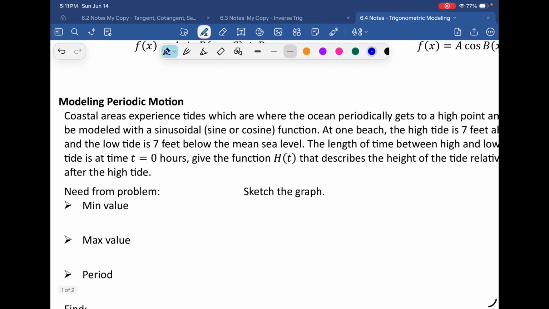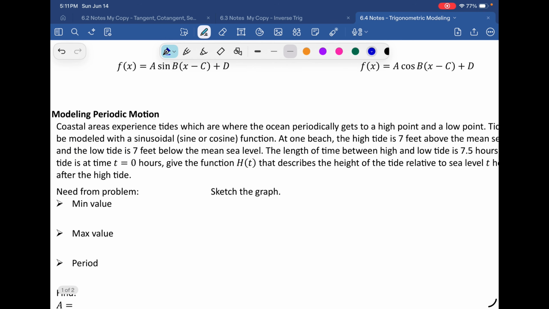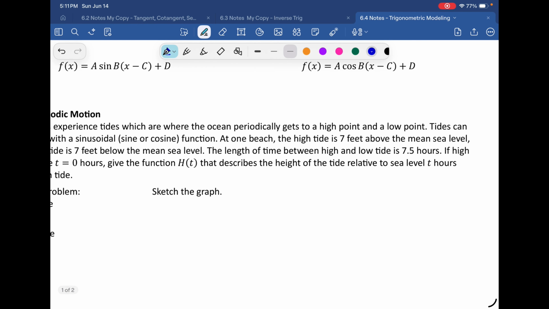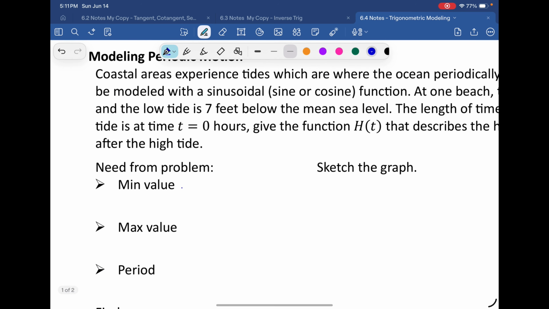All right, as I'm reading through this, tide behavior is always sinusoidal because we have a high tide and a low tide, and of course we have sea level. Coastal areas experience tides. At one beach, the high tide is 7 feet above the mean sea level, and low tide is 7 feet below the mean sea level. So that means my minimum is -7. This is 7 feet below sea level, which is 0. And the max value is 7 feet above.